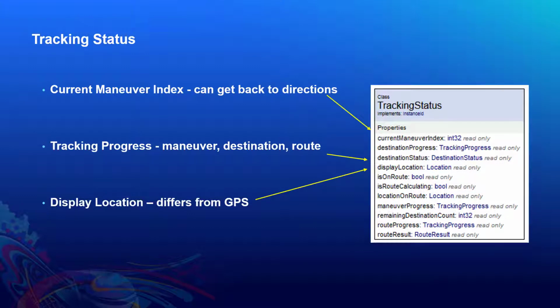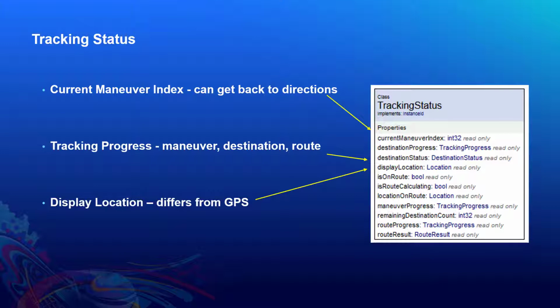Tracking status. With each incoming GPS location, a new tracking status event is raised, returning a new tracking status object. The object contains the latest information regarding the state of the object along the route. This object has several pieces of information, and I'll just point out a few here that might be less obvious.